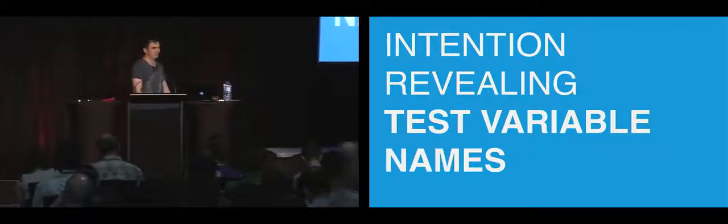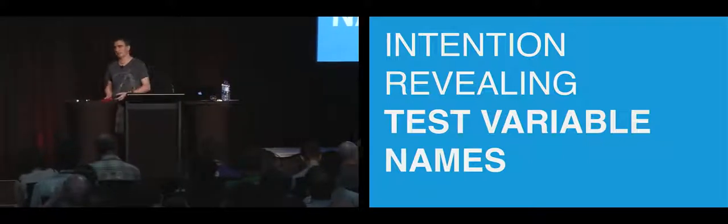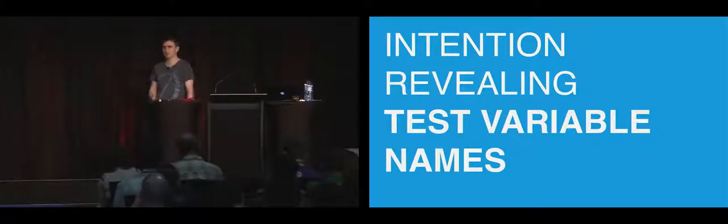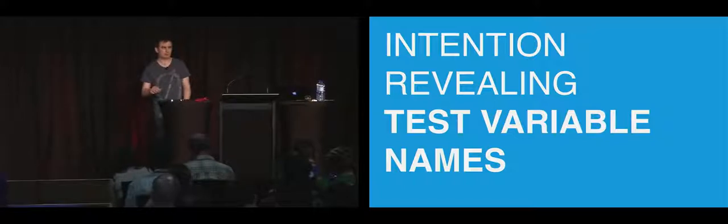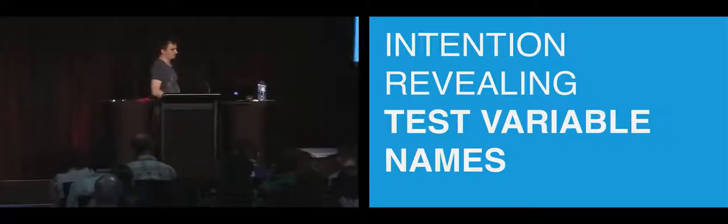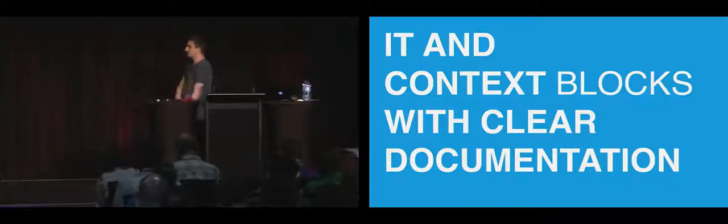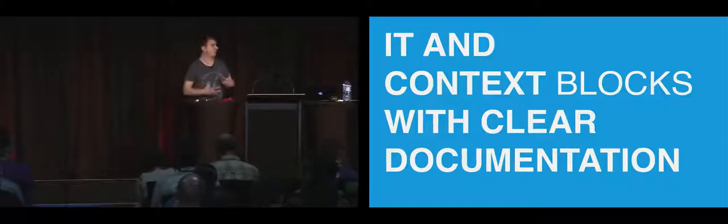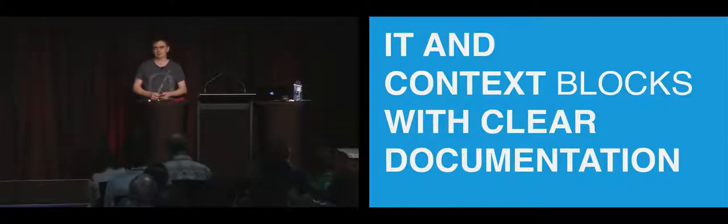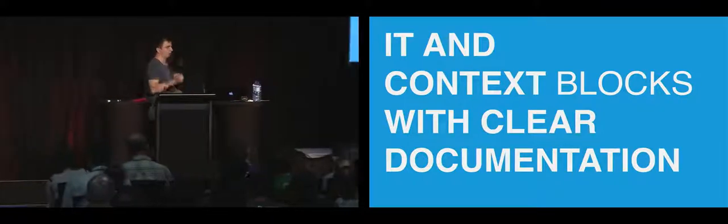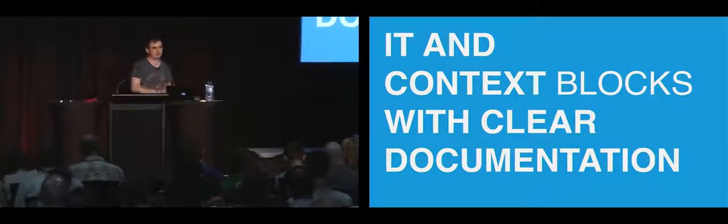Use intention revealing test variable names. Explaining variables are great refactoring in any case, but in tests it works particularly well. It provides meaningful context where often there isn't any. Use your it and context blocks as a really good way to bring home clear documentation. And run RSpec with the format option turned on, just to see what it looks like when you're submitting your pull requests.